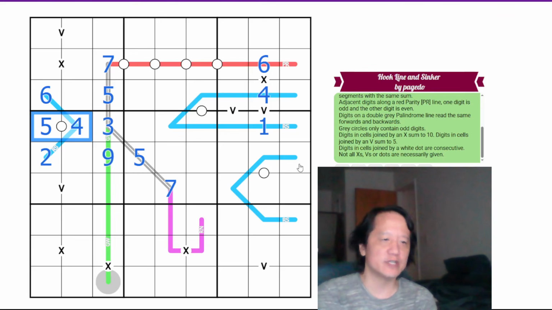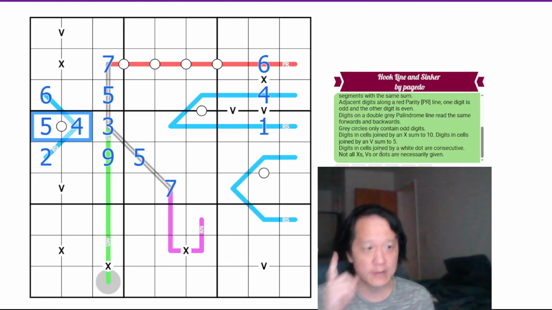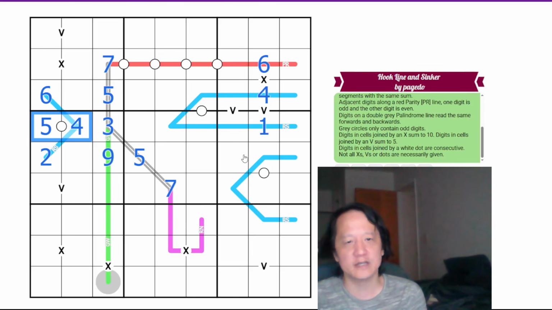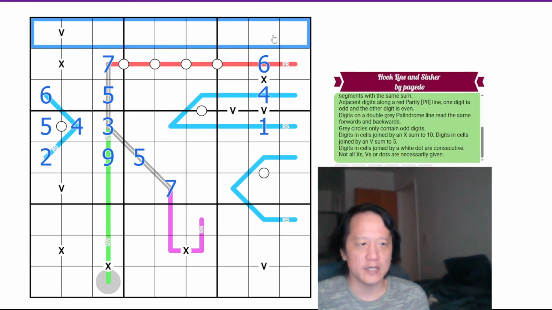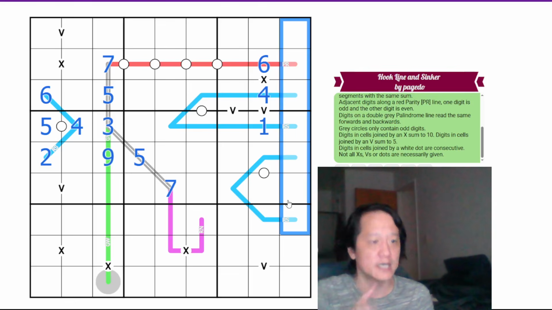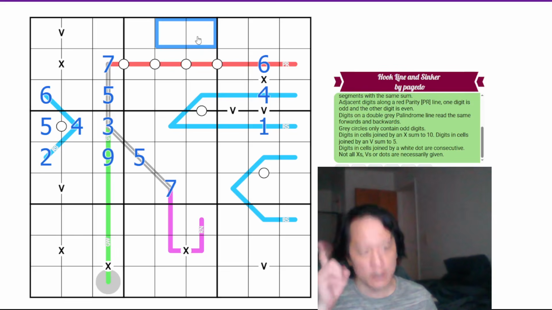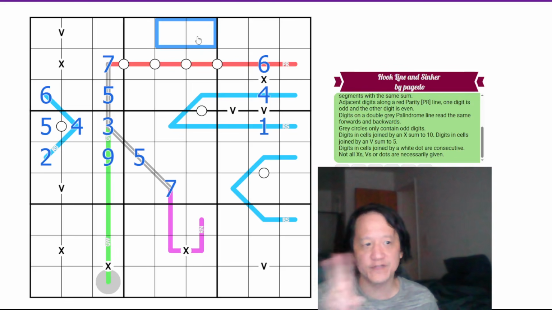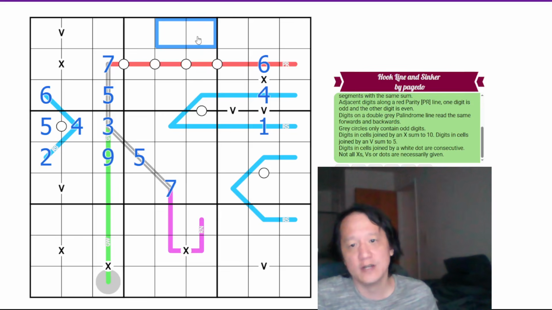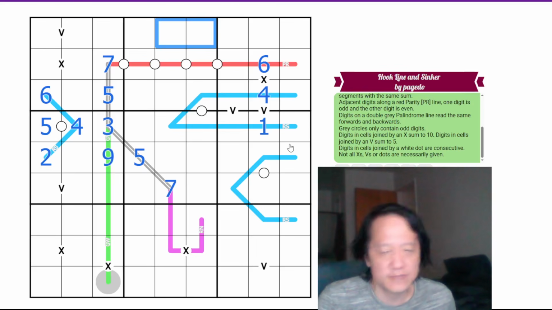A negative constraint means that if it said, for example, all X's, V's, and dots are given, that would be a negative constraint, because that constrains the puzzle in the negative way. Since we know all X's, V's, and dots must be given, that means if there is no X, V, or dot between them, we know they cannot add up to 10, we know they can't add up to 5, and we know they can't be consecutive. That's just what the negative constraint means. But we don't have that in this puzzle.